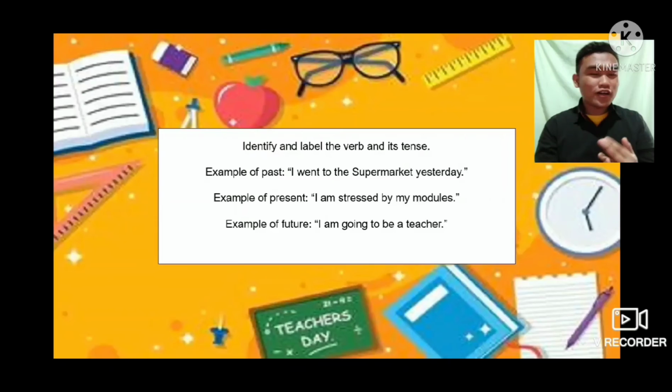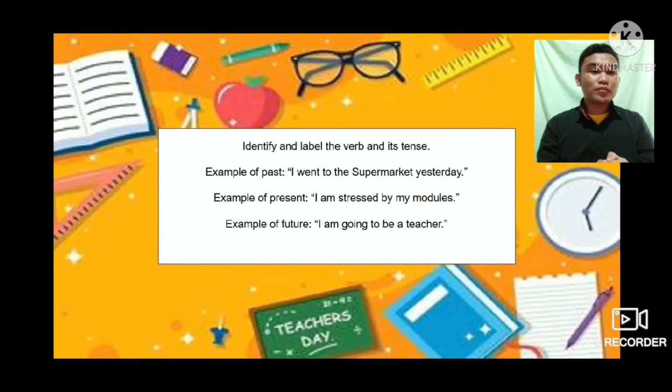Which of the words in the sentence do you think, class, is the verb that indicates the past tense? Correct. The verb here is the word went. The word went is an action word that is in its past form, meaning that the action already happened or is already finished.